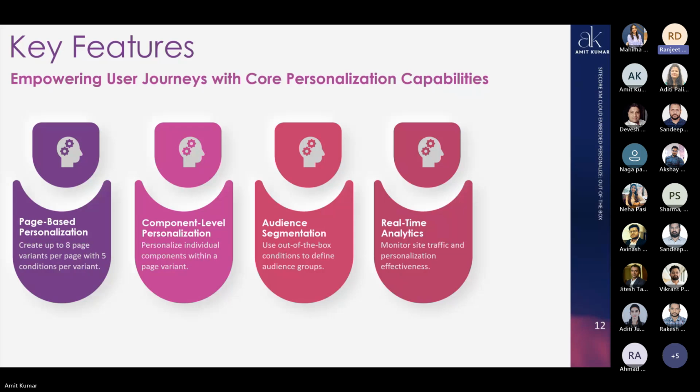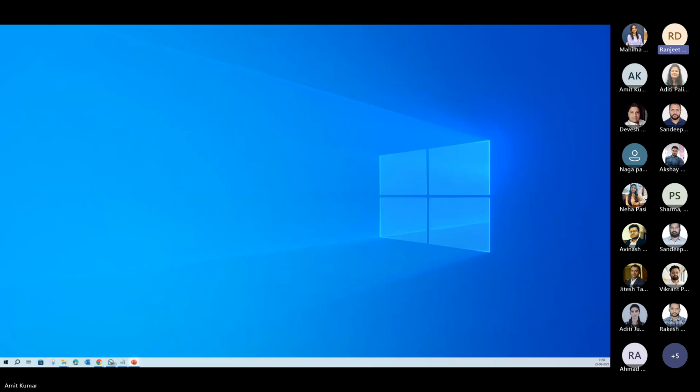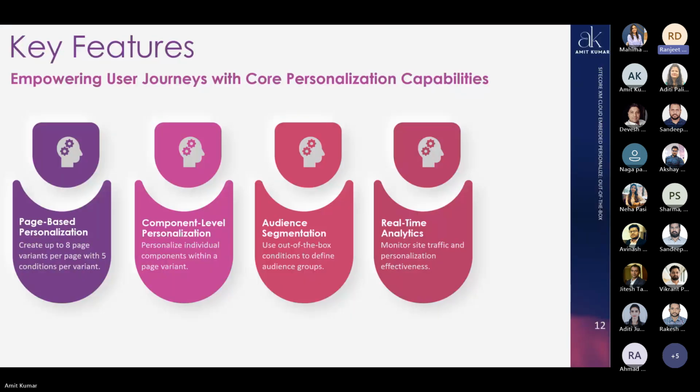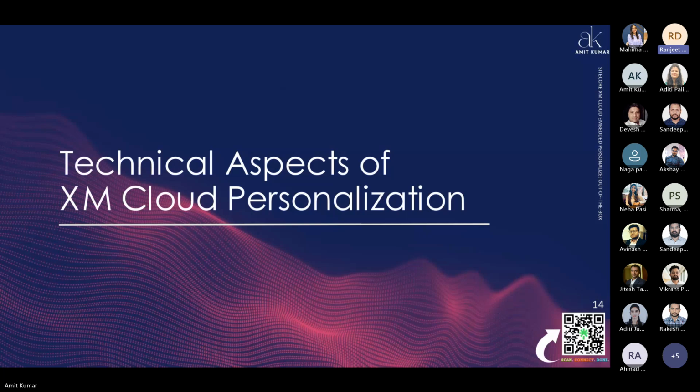Fourth one is real-time analytics. All these features come out of the box. You can track how each personalized experience performs using built-in analytics, which helps you monitor site traffic and see which variant performs better, and you can optimize accordingly. Together, these features empower marketers to create dynamic, user-specific experiences while staying in full control. Let's go ahead.